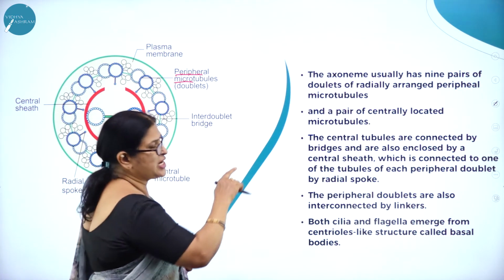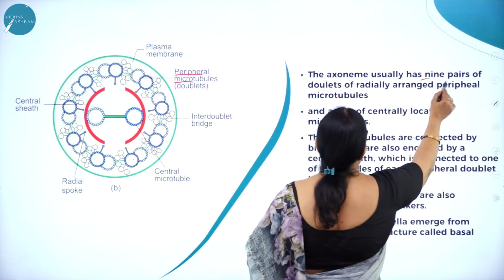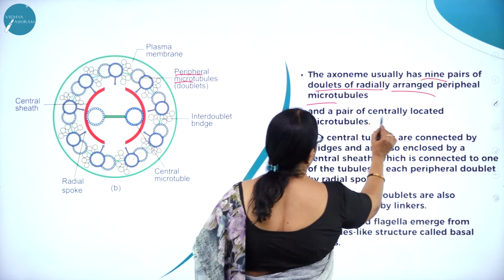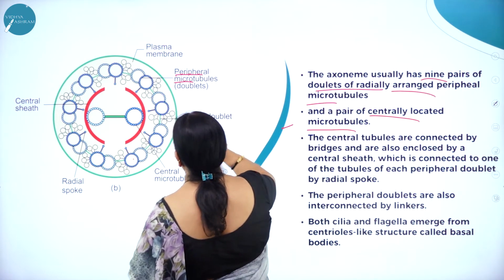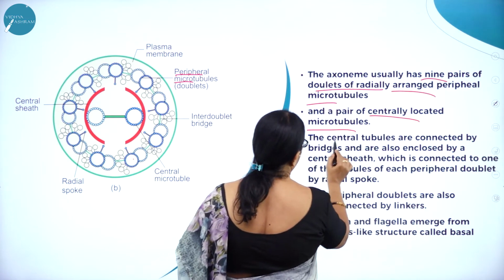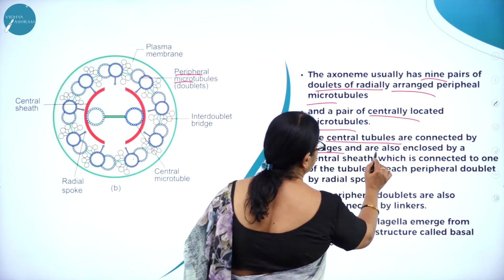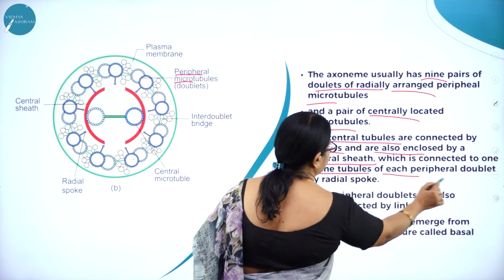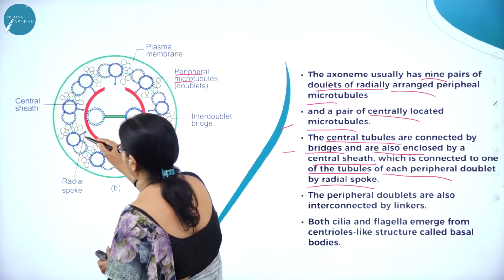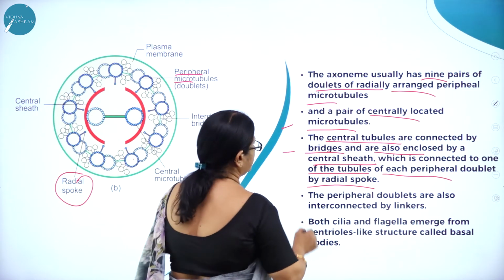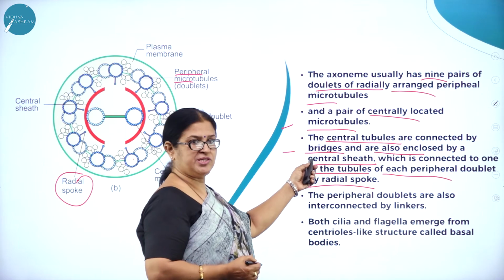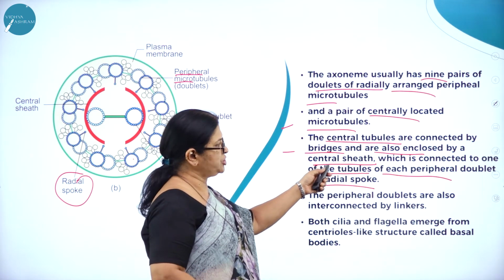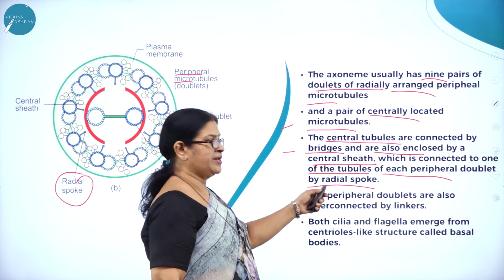So the axoneme usually has how many? 9 pairs of doublets of radially arranged peripheral microtubules. You can see the doublets and a pair of centrally located microtubules. The central tubules are connected by bridges and are also enclosed by a central sheath, which is connected to one of the tubules of each peripheral doublet by radial spoke. Here you can see the radial spoke.